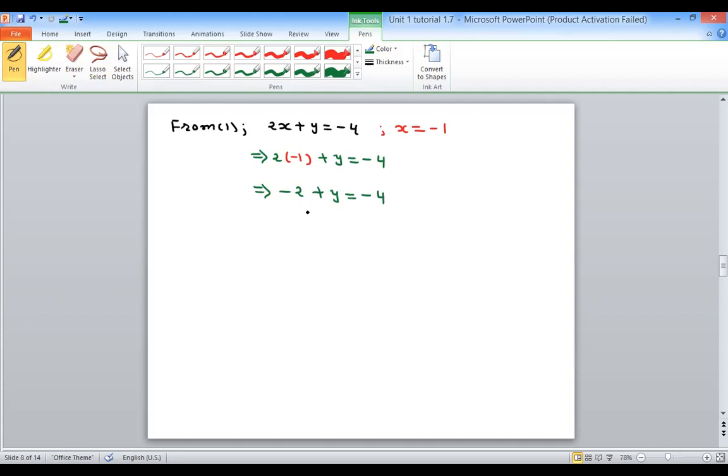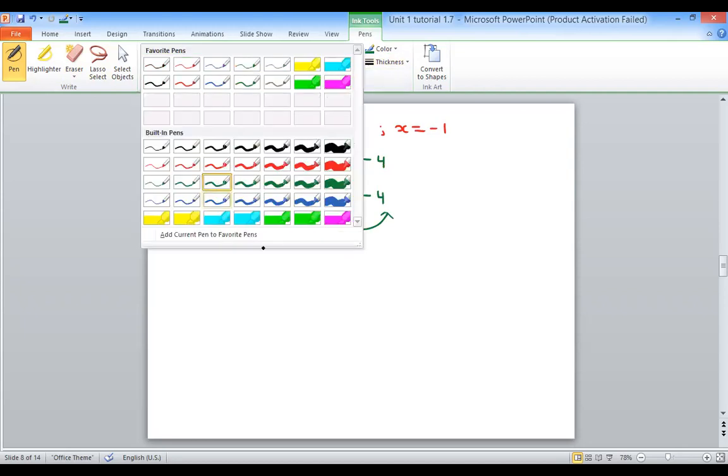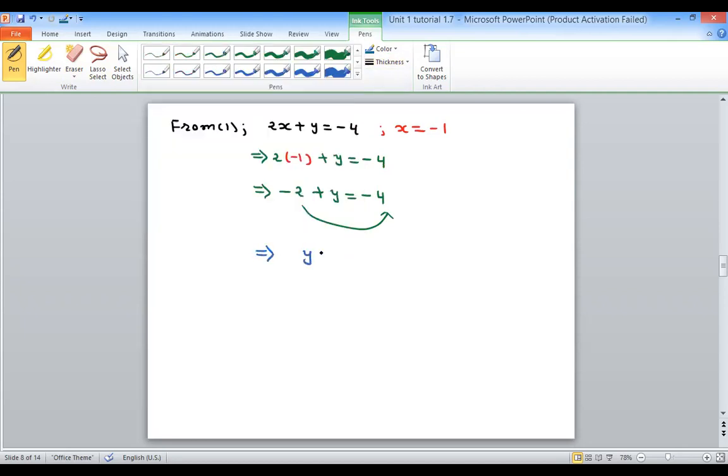If I move this minus 2 here, the sign of the minus 2 changes. So y is equal to minus 4 as it is. 2 is negative, then moving from here, it becomes positive 2. So y is equal to minus 4 plus 2 by 2. Hence, you have x and y. Your x is minus 1 and your y is minus 2. That's all.